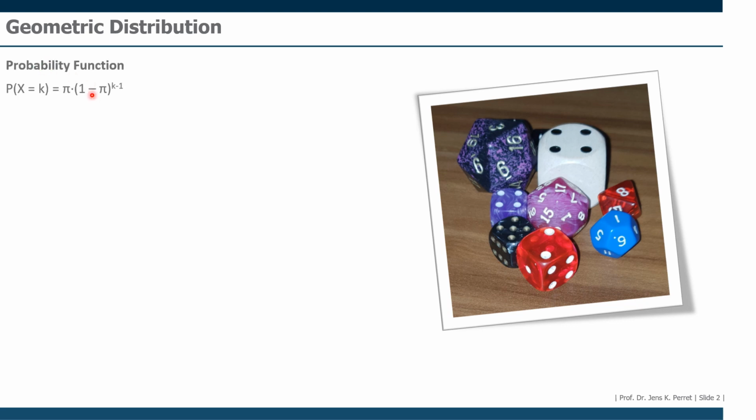The probability function here is actually pretty straightforward because the probability of the event happening at time k is just that in the first k minus 1 times it should not happen, and then at the point in time we're looking for, at point k, it should happen. So we multiply the probability pi of the event happening at k with 1 minus pi, the counter probability of the event not happening, to the power of k minus 1. So that's actually pretty straightforward.